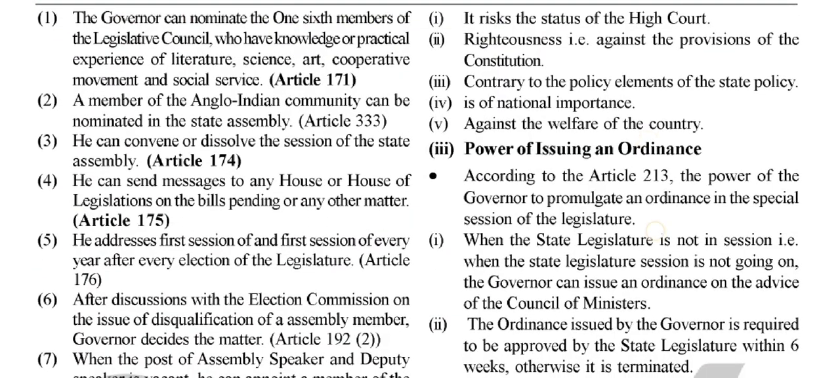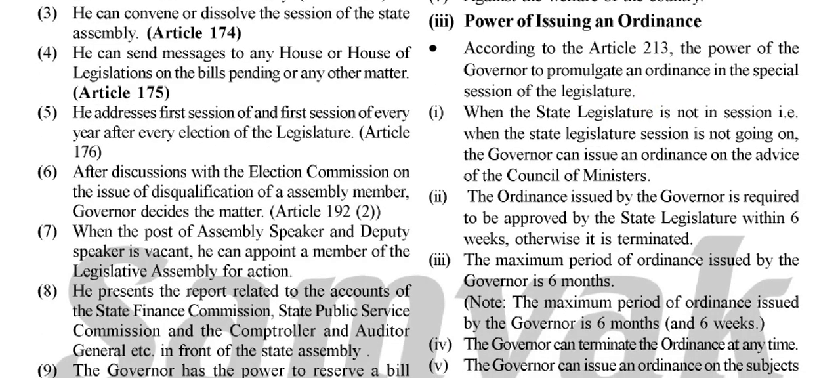First, the governor can nominate 1/6 members of the legislative council who have knowledge or practical experience of literature, science, art, cooperative movement, and social service. Article 171. Second, a member of the Anglo-Indian community can be nominated in the state assembly. Article 333. He can convene or dissolve the session of the state assembly. Article 174. He can send a message to any house or houses of the legislature on the bills pending or any other matter. Article 175. Fifth, he addresses the first session of every year after every election of the legislature.